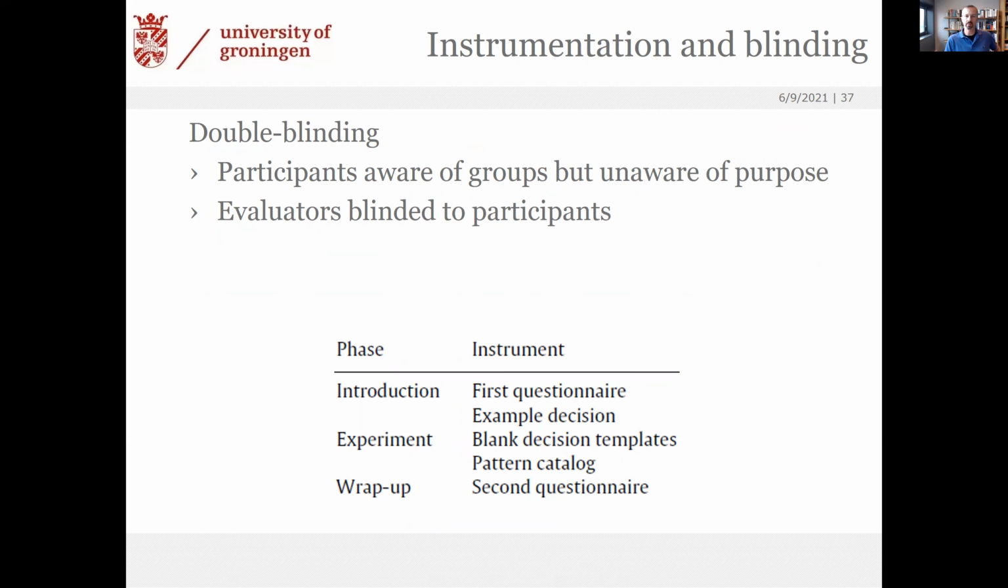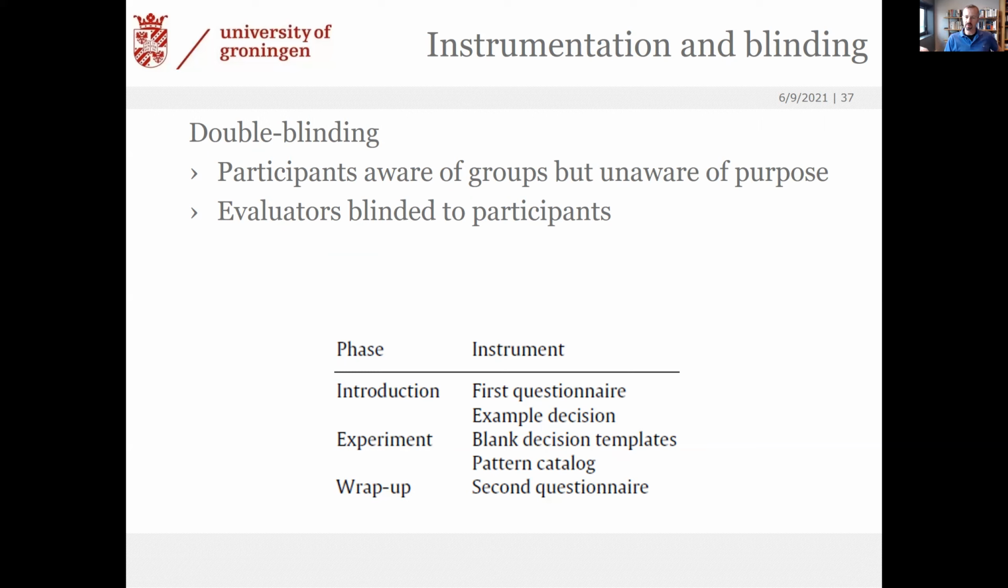Then we go to instrumentation and blinding. We were able to have double blinding in our case. This means that participants are aware that they are in different groups. So they know that there's another group doing something else, but they're not sure what the difference between the groups is. And we also blinded the evaluators. These were the people that looked at the recovered decisions afterwards, and they were able to evaluate them and say what the quality of those recovered decisions is.